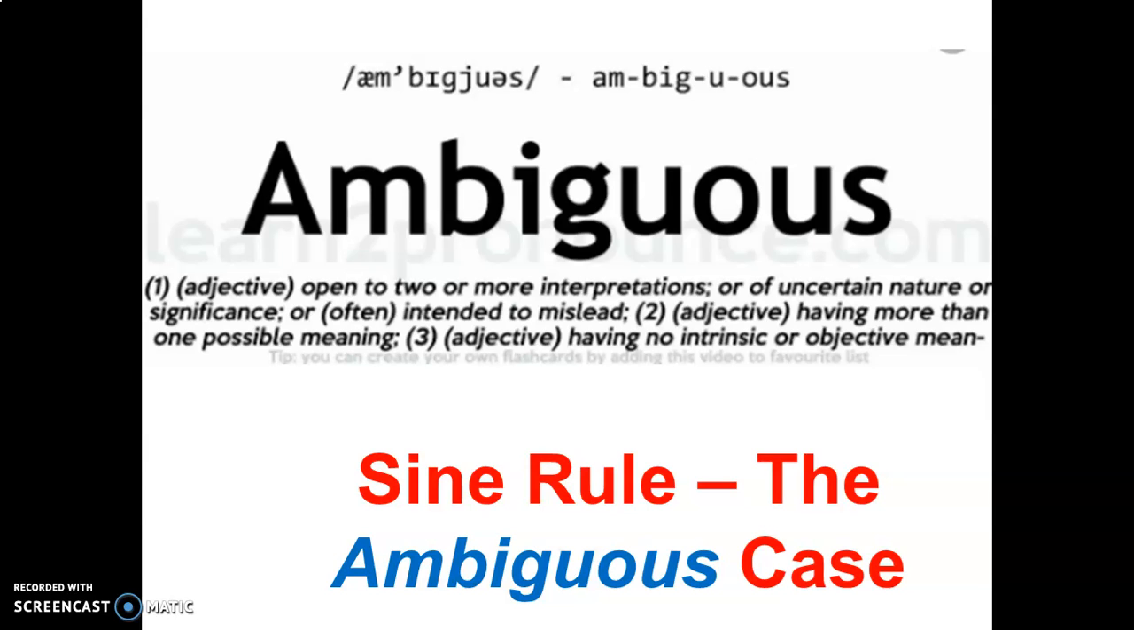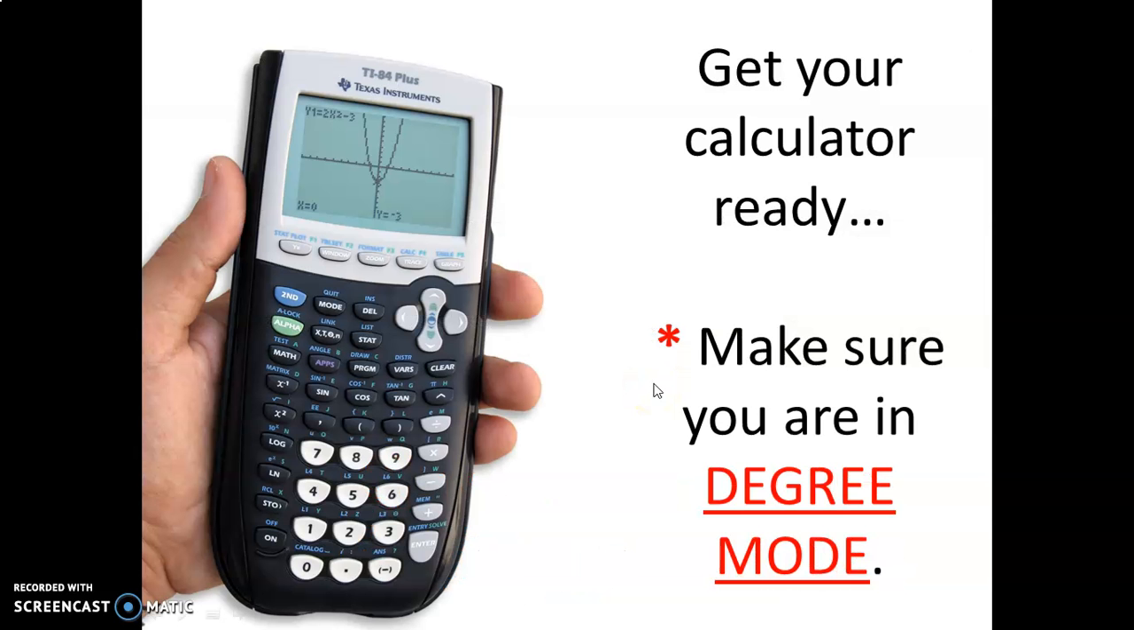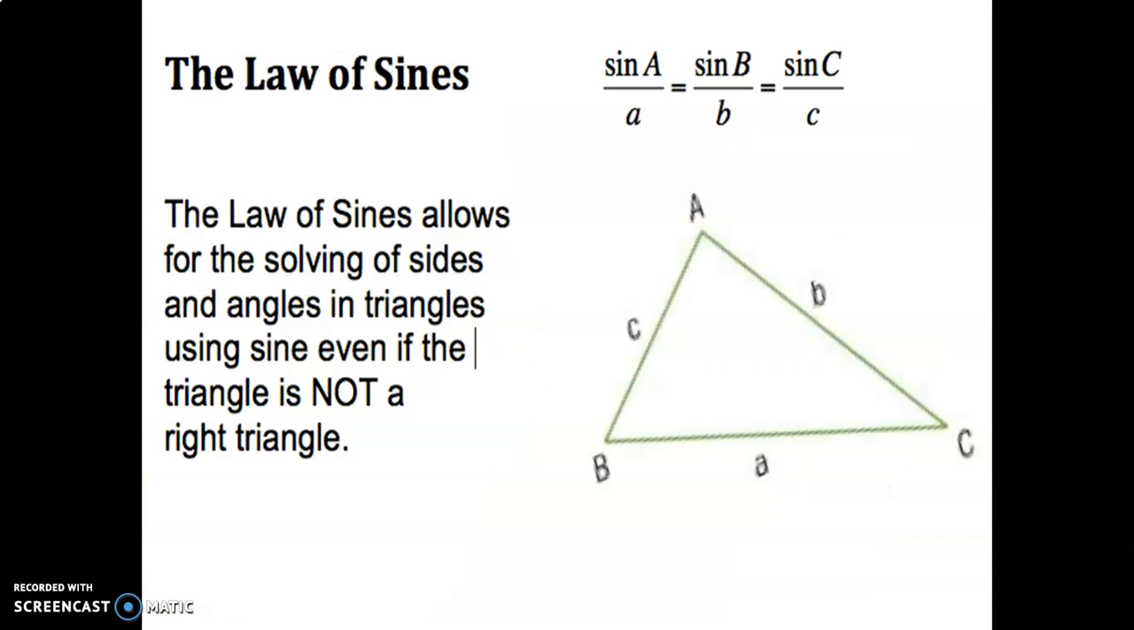Hi, welcome to your lesson on the ambiguous case of the sine rule. And if you see here, the word ambiguous means open to two or more interpretations, so uncertain. We'll be using our calculators. Make sure you're in degree mode.